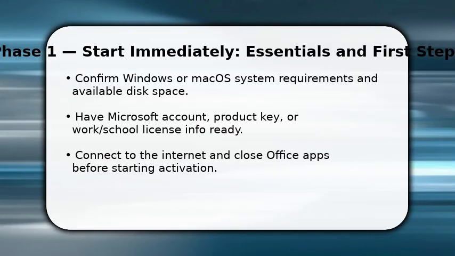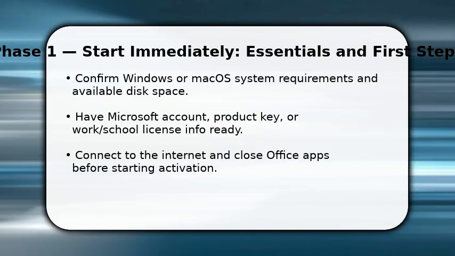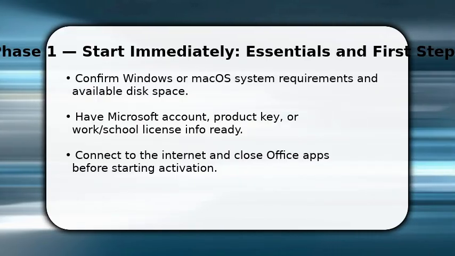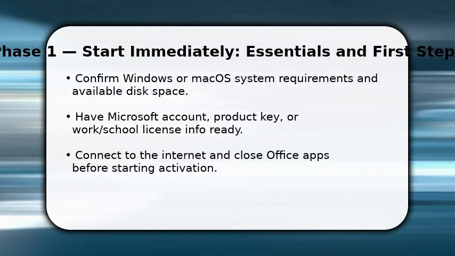You begin by confirming the essentials: system requirements, internet access, and your Microsoft account or product key. Sign into Windows or Mac OS with the account tied to Office. This links license entitlement. If you have a product key, keep it visible. Once done, open any Office app and choose Sign In or Enter Product Key.